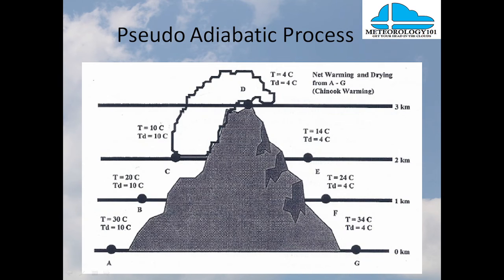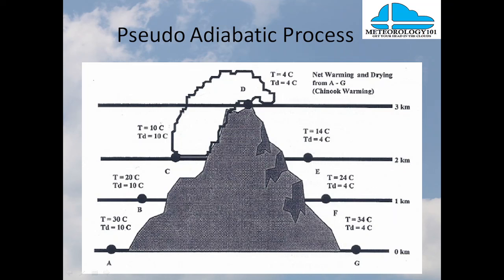So here's the chart for that. We start at 30 degrees temperature, 10 degrees dew point. We're not saturated. As we go up 1 kilometer, our temperature drops 10 degrees, approximately 9.8. We drop to 20. Go to C, we drop to 10. Now we are saturated, and that's when the precipitation process starts. We get up to D, and now we're at 4 degrees on temperature and dew point.